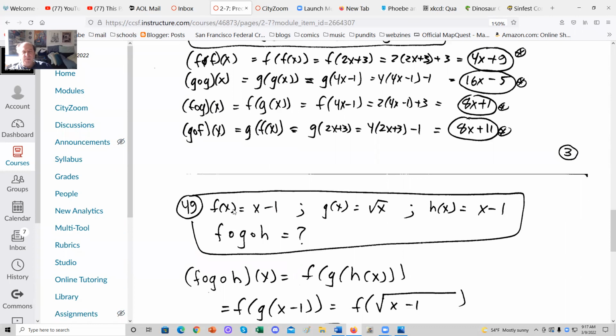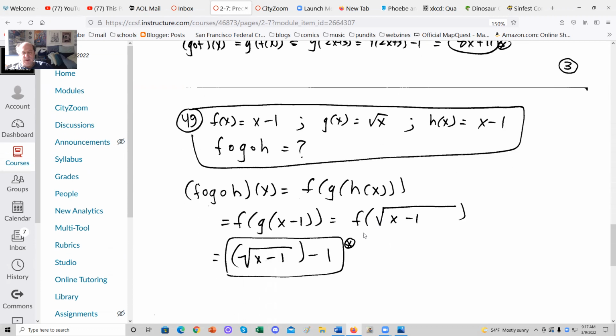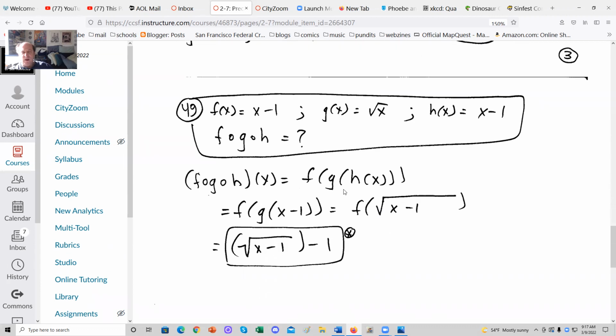Here, f of x is x minus 1. Here, g of x is root x. Here, h of x is also x minus 1. What's f of g of h? Well, so it's f of g of h of x. h of x is x minus 1, so it's f of g of x minus 1. g of something is the square root, so f of square root of x minus 1. f of something is that thing minus 1, so you get root of x minus 1, that minus 1.